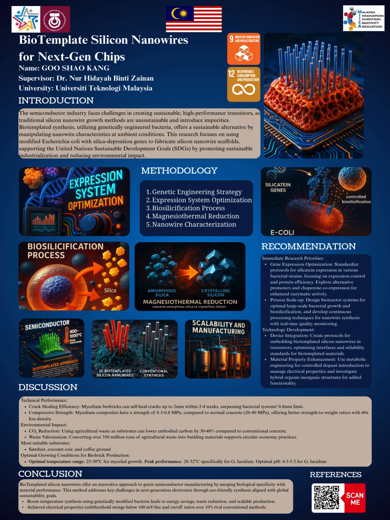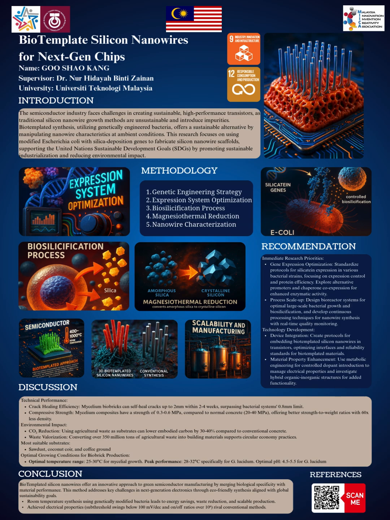So for the introduction part, actually the semiconductor industry needs a better, greener way to make the chips. So normally the old method uses gold with very high heat in the range 400 until 1000 degrees Celsius. And then this method is actually very expensive, polluting, and not sustainable. So our idea is to use genetically engineered bacteria that can grow the silicon nanowires at room temperature.